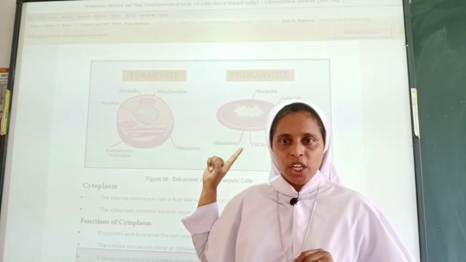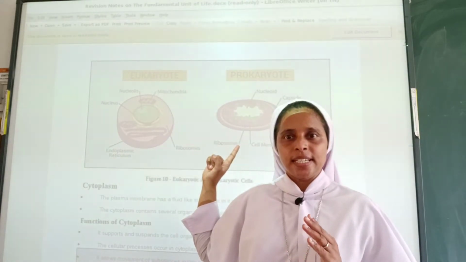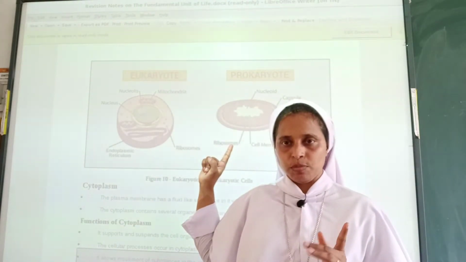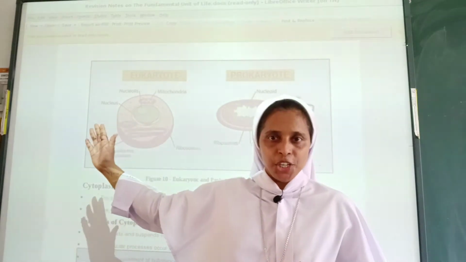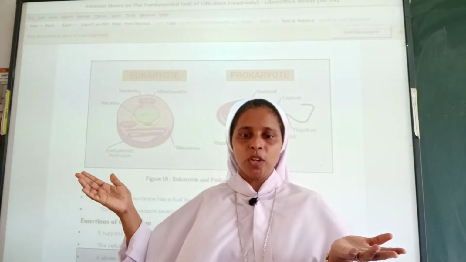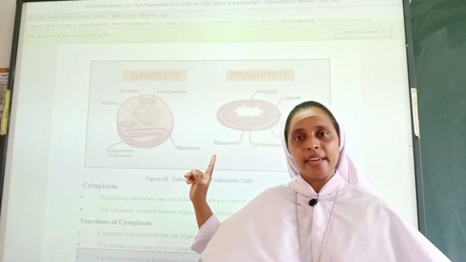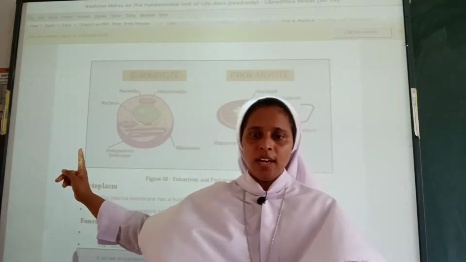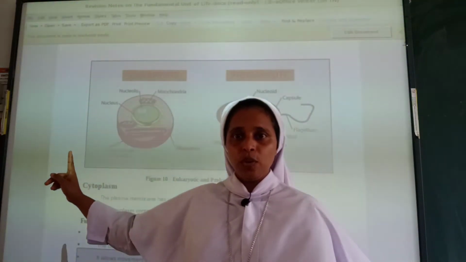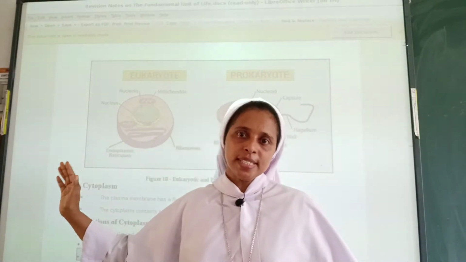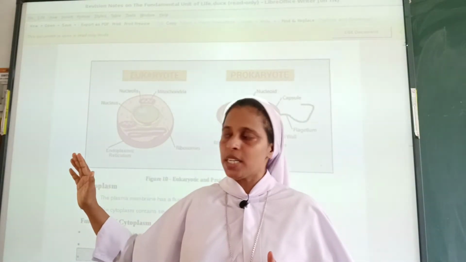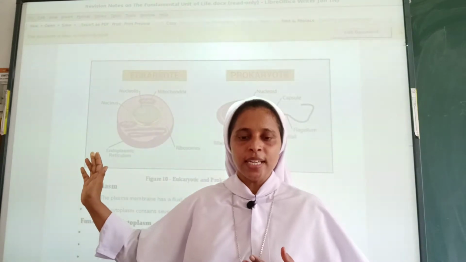Here in the prokaryotes, the second difference is that it consists of a single chromosome, only one chromosome, while in eukaryotes, it will be of multiple chromosomes. Here in the prokaryotes, they undergo asexual reproduction, while in eukaryotes, sexual as well as asexual, both the ways. The reproduction it undergoes is sexual as well as asexual.